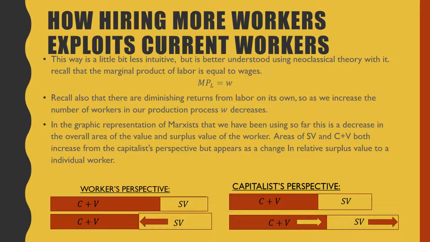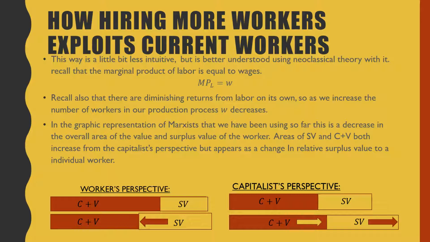Next, how hiring more workers exploits the current workers. This way is a little bit less intuitive, but it's better understood using neoclassical theory. Recall that the marginal product of labor is equal to wage. Recall that there are also diminishing returns to labor on its own, so as we increase the number of workers in our production, W decreases.